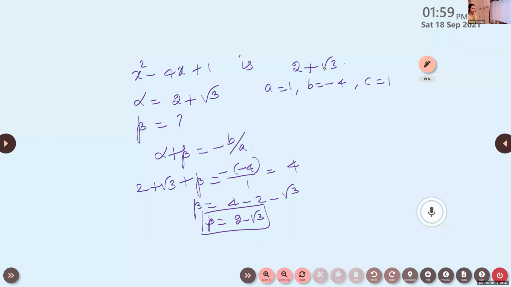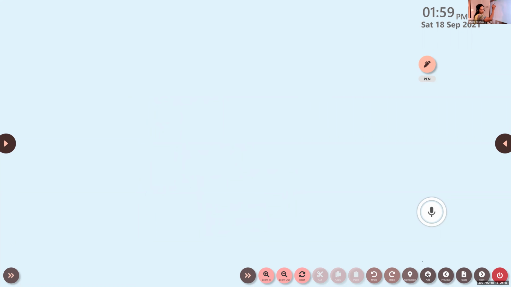Next one. The zeros of the polynomial z square minus 27 are dash and dash. Find out what the zeros are.